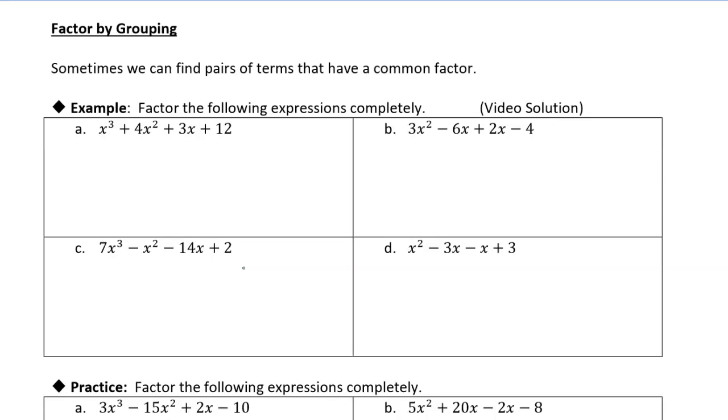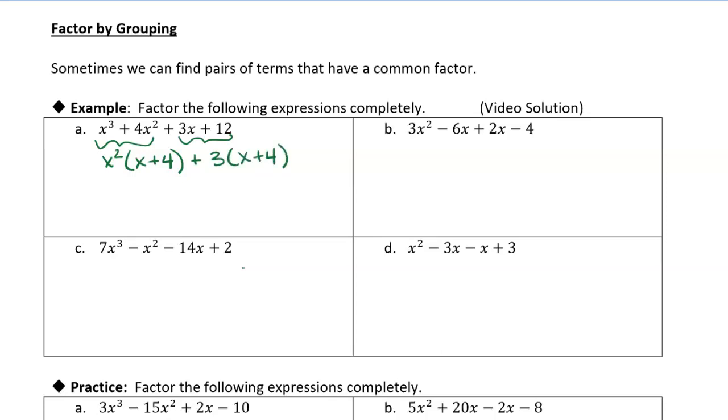Now, you can see we have x cubed plus 4x squared plus 3x plus 12, right? There's no common factor among all four of those terms. But if you look at the first two terms, you can see that there's a common factor of x squared. So we can factor an x squared out of the first two terms, and we would be left with x plus 4. Okay, and then in the second pair of terms there's a common factor of 3. So I can factor out a 3, and then I'm left with x plus 4.